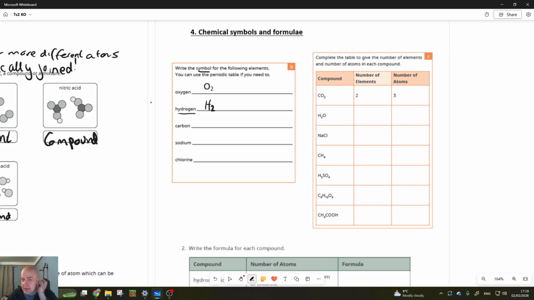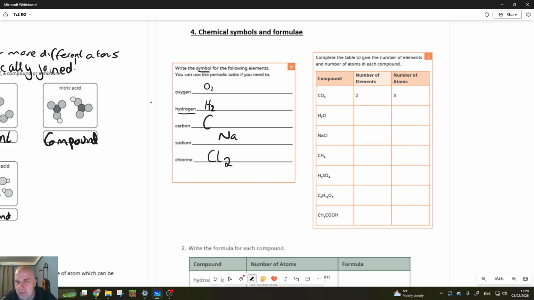Carbon is a non-metal solid, usually found on its own, therefore it's just C. Sodium, have a look for it, it's Na, based on the Latin name. And finally, chlorine. This is where we sometimes make a bit of a mistake. Remember, it's a big C and a little l with a 2, because it's Cl2.